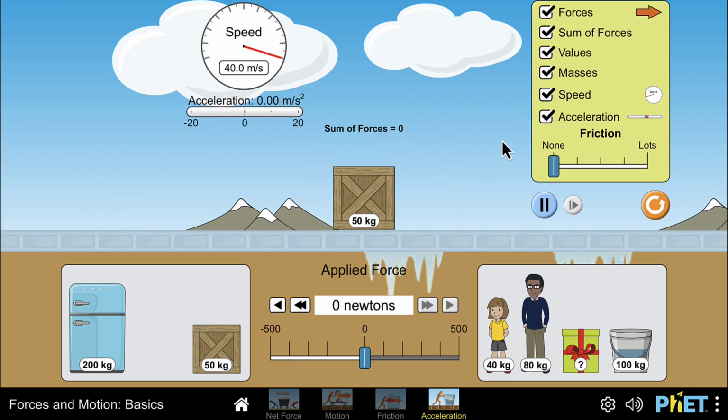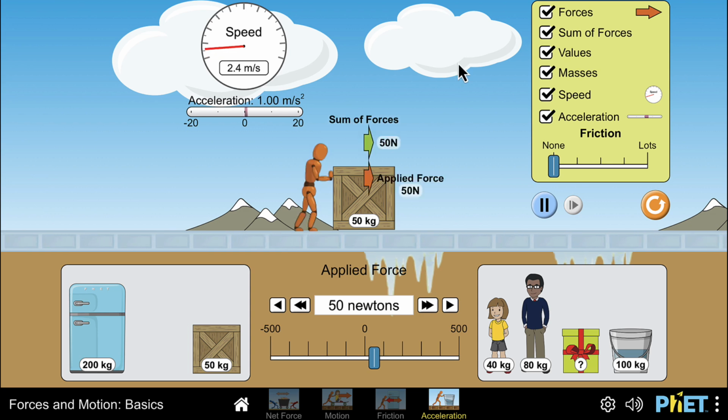Now this guy fell down, so I need to repeat again and show you the acceleration. Let's push it with 50 Newton. According to Newton's second law, the acceleration equals force divided by the mass, and the force is 50 newtons and the mass is 50 kilograms. So my acceleration will be 50 divided by 50, which is 1. So what does 1 meters per second square mean? It means that for every single second, the speed is increased by 1 meters per second.